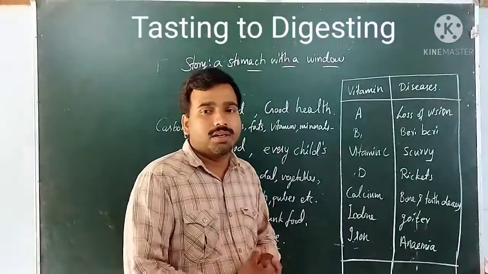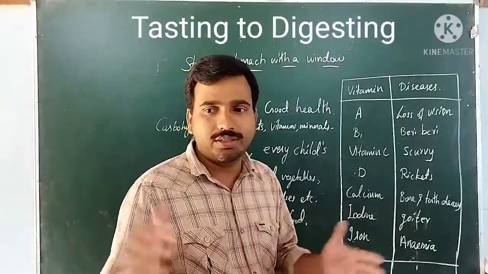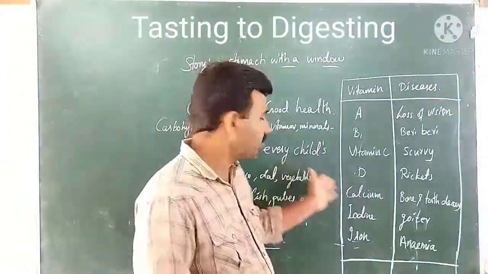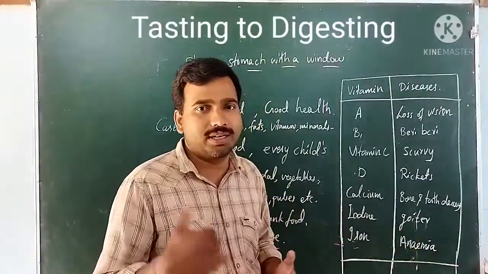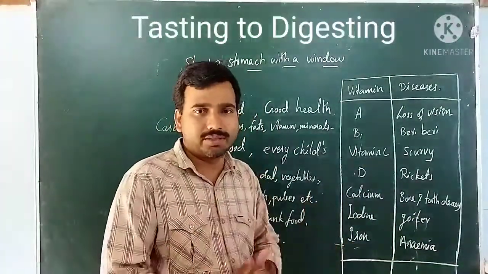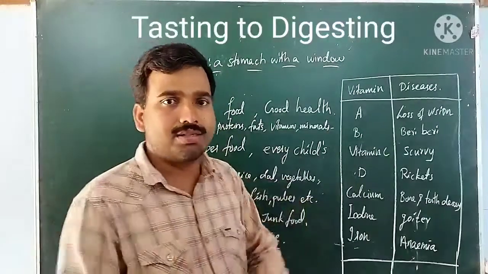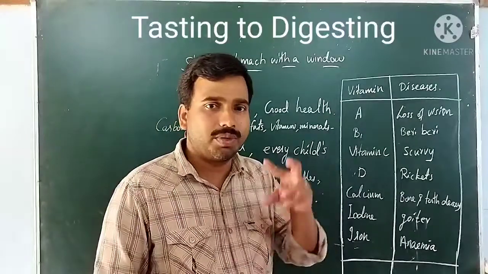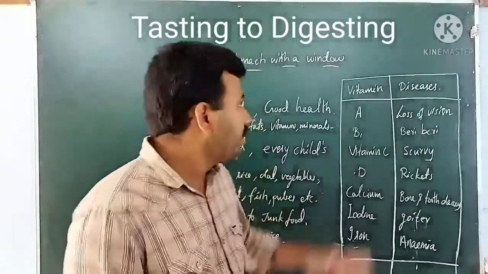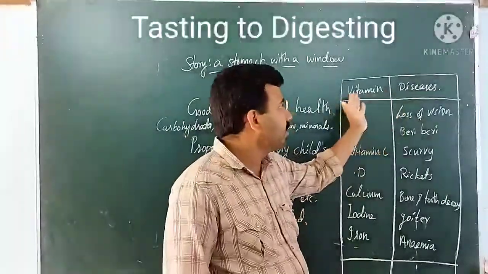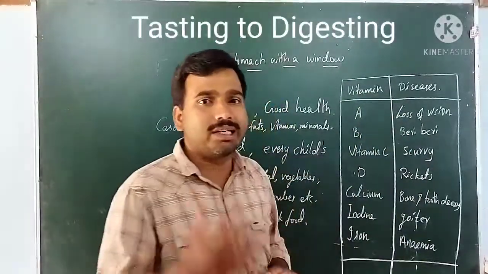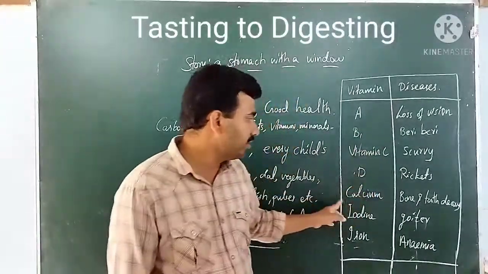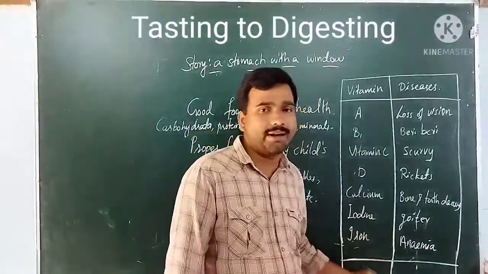Whenever you are in school, you can look right and left when you are having tiffin time. When you look at someone's tiffin box, you can see the items may be different. Sometimes a rich child is able to get all those things, but a poor child may not be able to. Now let us look at the different vitamins that we normally get from different food items. These are vitamin A, B, vitamin C, D, then calcium, iodine, iron, etc.